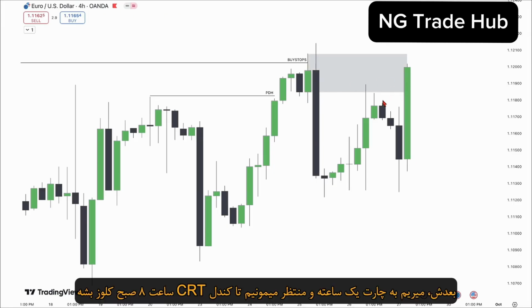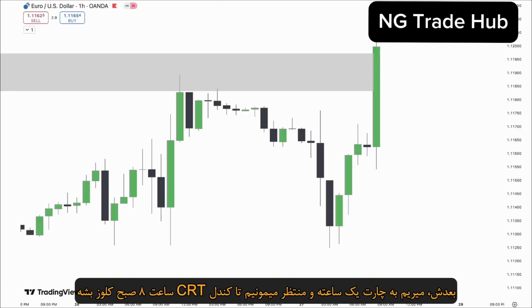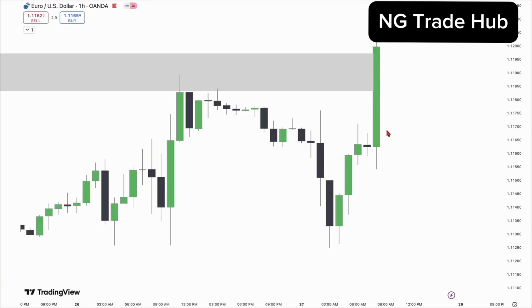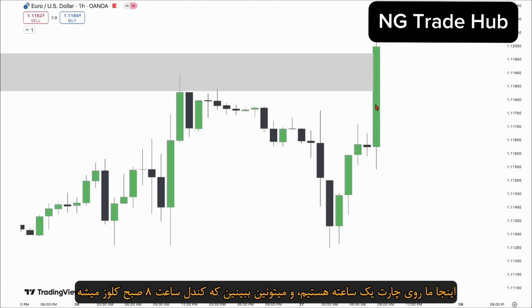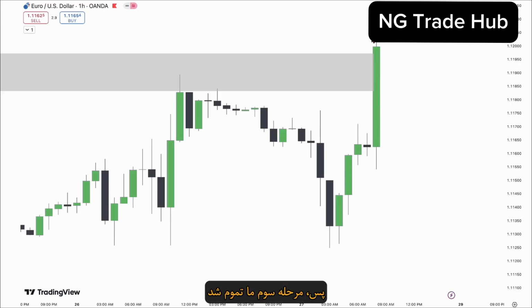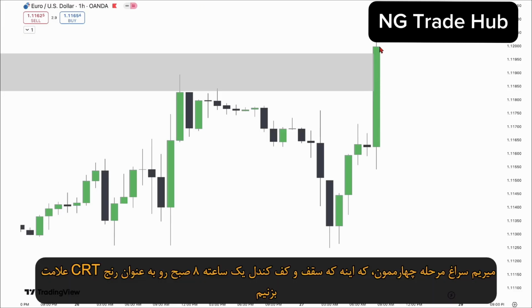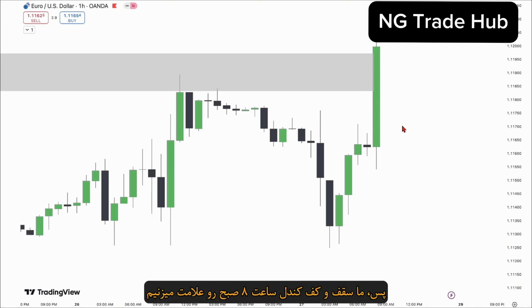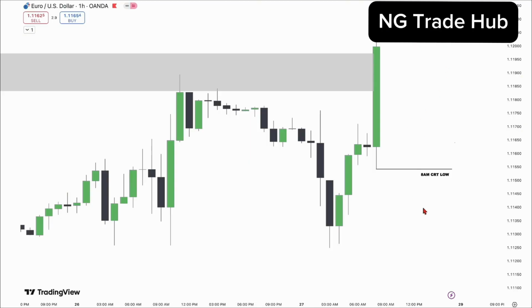Next we move on to the hourly chart and wait for the 8 AM CRT candle to close. Here we are on the hourly chart and you can see the 8 AM candle closes. So our step 3 is completed. Move on to our fourth step, which is to mark out the high and low of the 8 AM hourly candle as the CRT range. So we mark out the 8 AM candle's high and low. Step 4 is also completed.